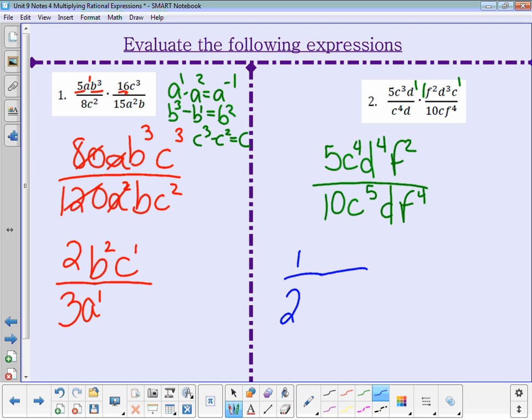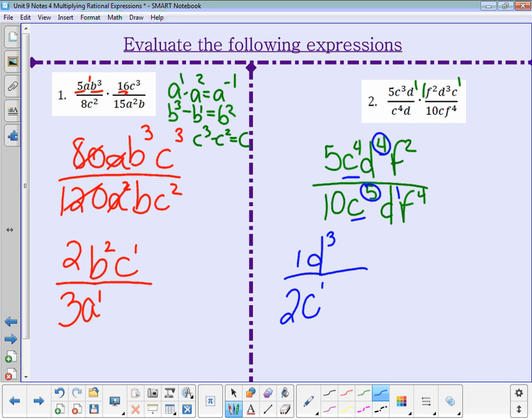So now let's take a look at these. First, I'm going to look at c to the fourth divided by c to the fifth. Well, when I subtract those exponents, I get c to the negative 1. If you notice, the bigger number is on the bottom, so that's where my c's are going to end up. 4 minus 5 is 1, so I'm going to have c to the first on the bottom. With d's, if you notice, my bigger exponent is on top, so my d's are going to end up on top. D to the fourth divided by d to the first, subtract those exponents, and I'm going to get d to the third up here.